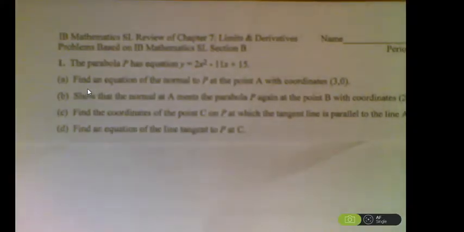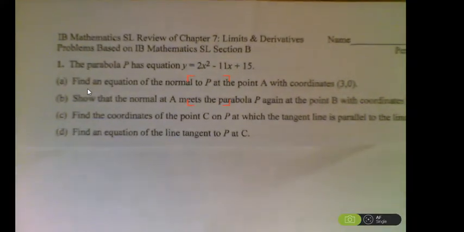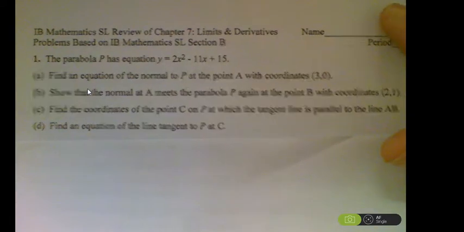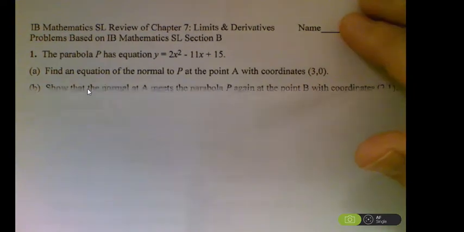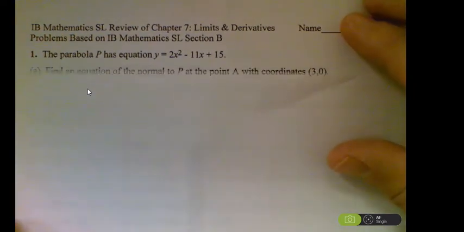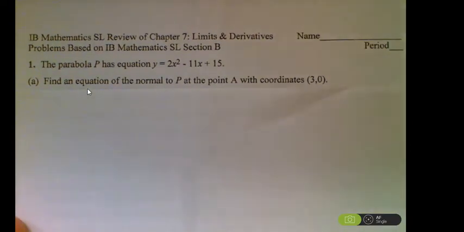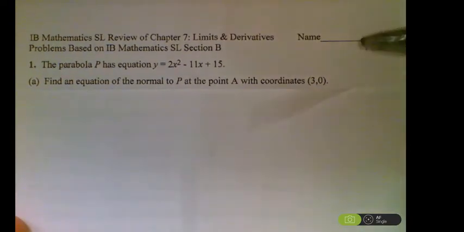All right, getting into worksheet B of the first part of chapter 7. So we're going to be looking at 1 and 4 in this video. Starting off here with number 1, a given parabola. Find an equation of the normal to the parabola at point A with the coordinates of 3, 0.